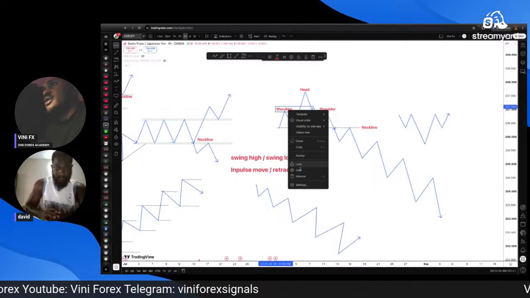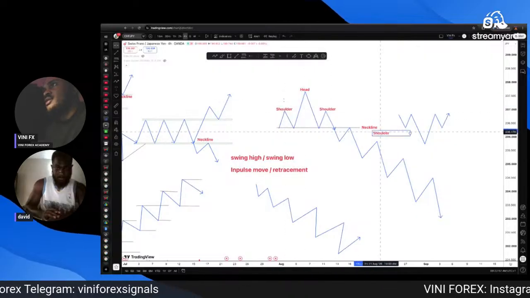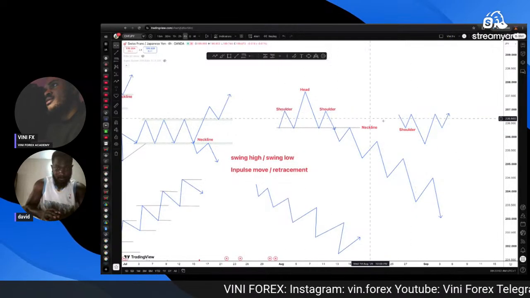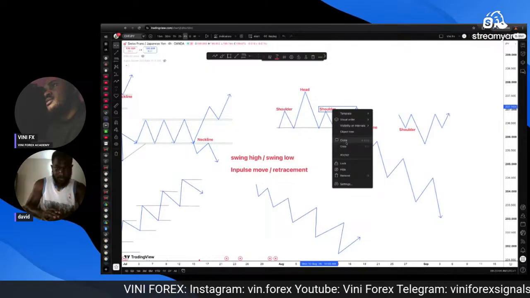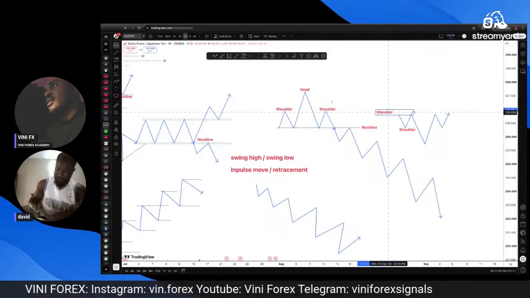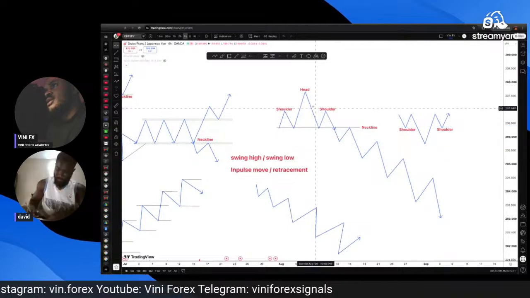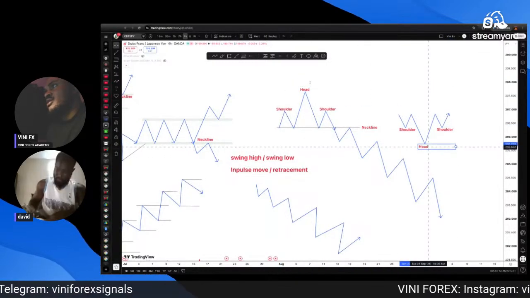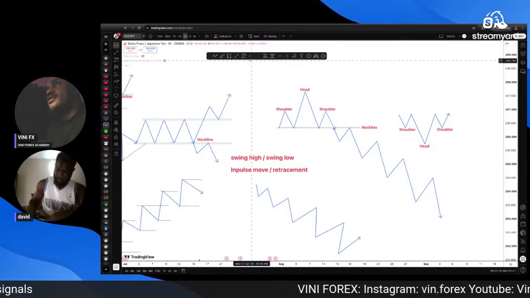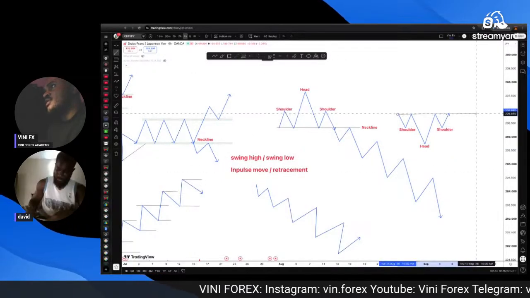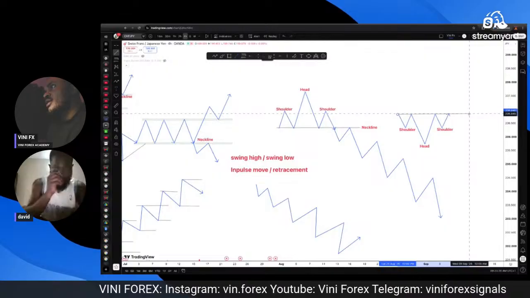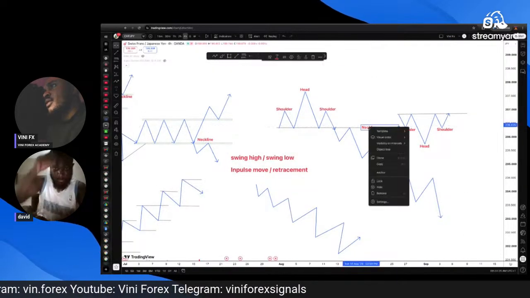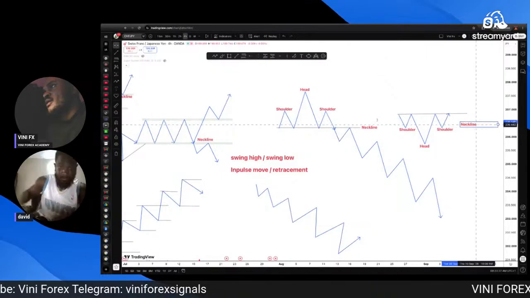Here is the shoulder again. You can see it, and here is the head. You see it? So at this point, it's called the what? It's called the neckline.